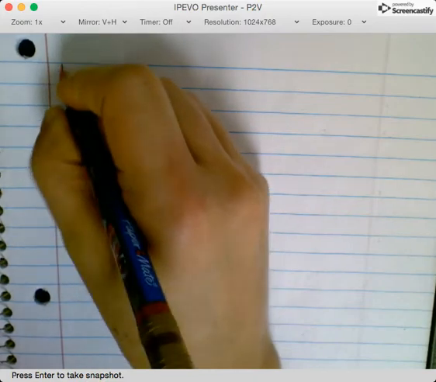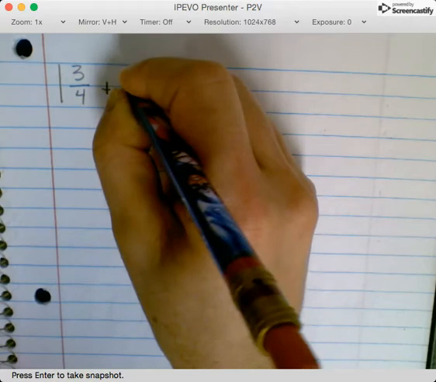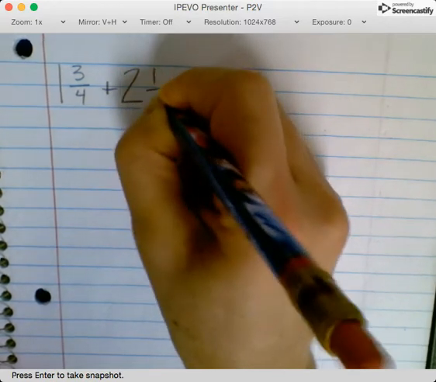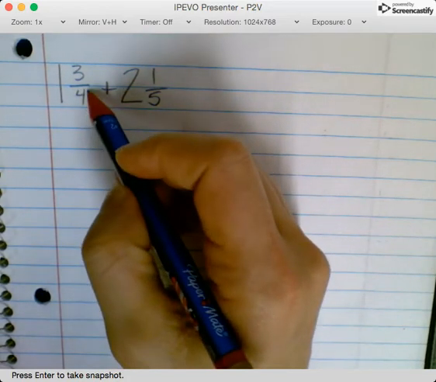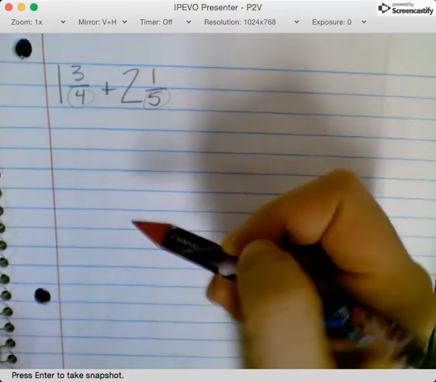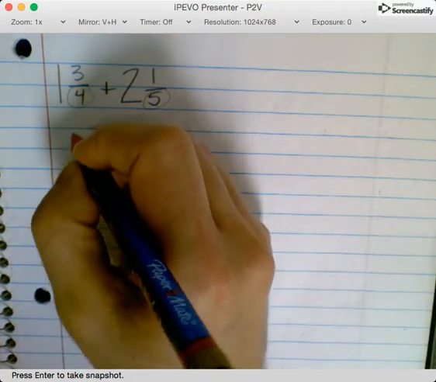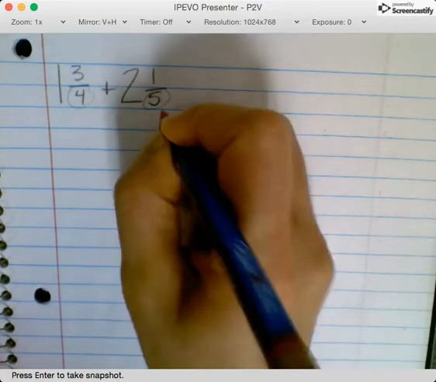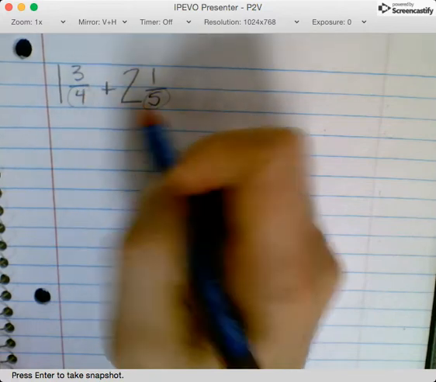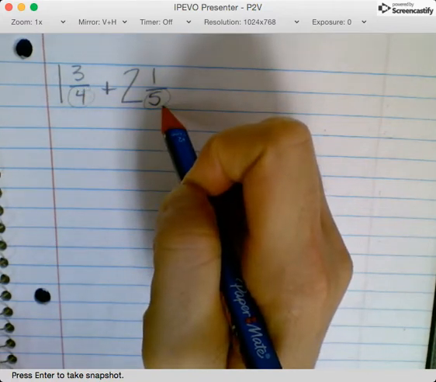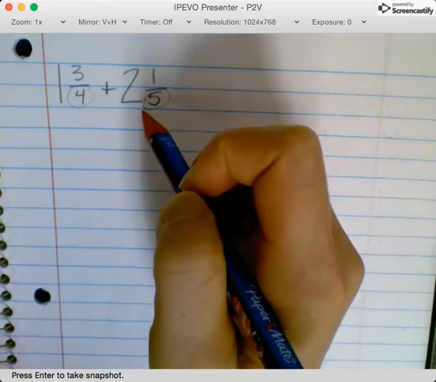We'll start with 1 3/4 plus 2 1/5. Now, if you recall, when I'm adding or subtracting any fractions, I need to first make sure that the denominator is the same. And in order to do that, I would have to find a common number between 4 and 5. So 4 and 5 have a common multiple of 20, and that's actually the least common multiple.